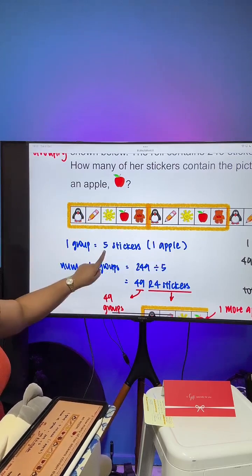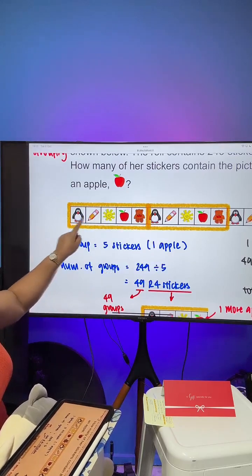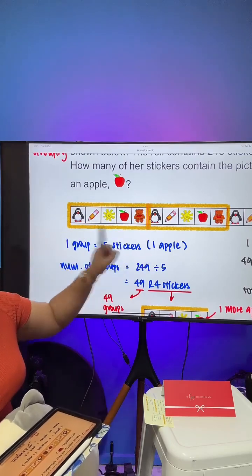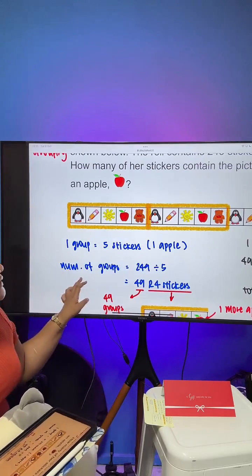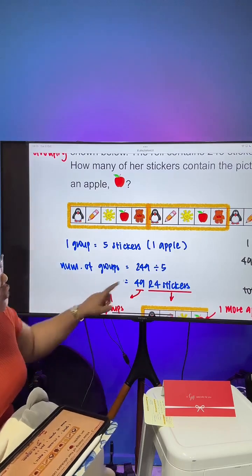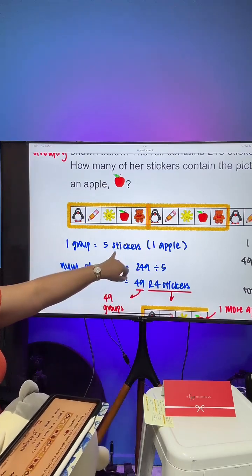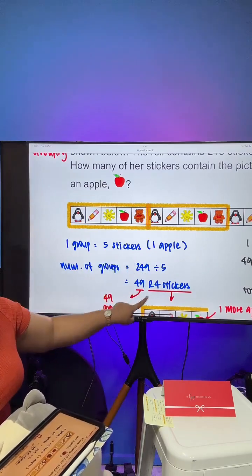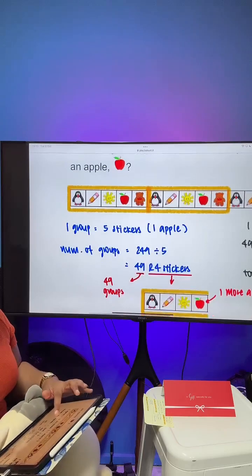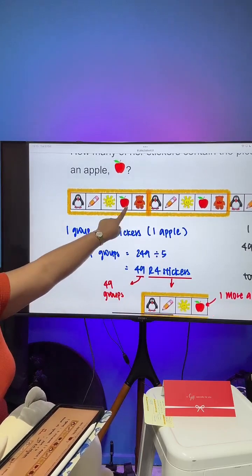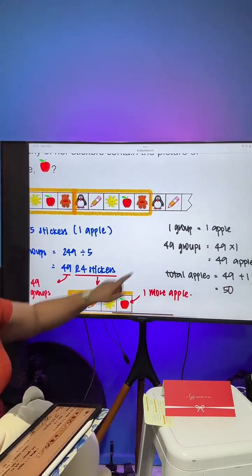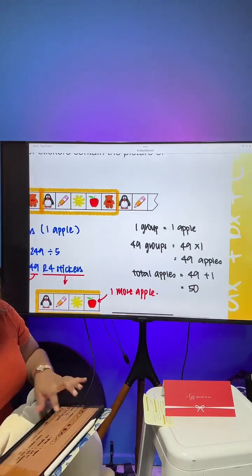And therefore, our one group will contain 5 stickers or 5 pictures in that case. Okay? And in these 5, only one belongs to the apple. Only one. Okay? So the number of groups, since I got 249, and we are looking at them in groups, the number of groups will be 249 divided by 5, because 5 stickers in one group. I will get 49 groups with a balance of 4 stickers. Not enough to form 50 groups yet. So if I have 49 groups, one group got 1 apple, 49 groups must have 49 apples. Okay? That is what we have right here. 49 groups must have 49 apples on the other side.